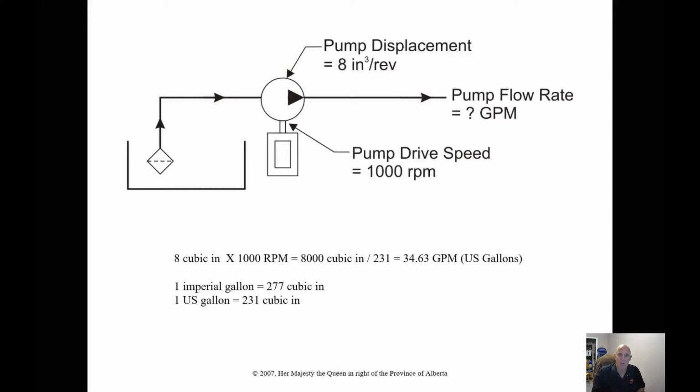The other thing we need to know, and we discussed this a little bit earlier in one of the earlier videos, is how many gallons is that? Well, if we have 8 cubic inches times 1000 RPM, that's 8,000 cubic inches. We divide that by 231 because there's 231 cubic inches in a gallon. And that translates to 34.63 gallons per minute. That's US gallons.